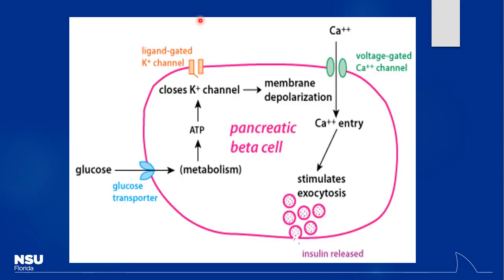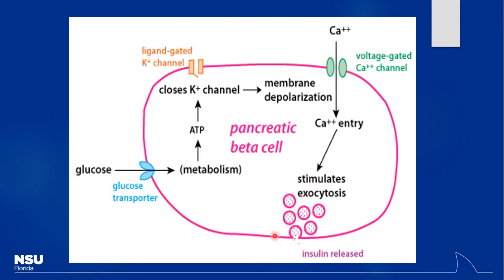So again, the picture shows you what's happening here. Glucose comes in and gets metabolized to ATP. That will then close these potassium channels, so potassium is not flowing out anymore. So the cell gets depolarized essentially. The potential goes up, causing depolarization. Calcium flows in, and that stimulates exocytosis of these insulin vesicles.